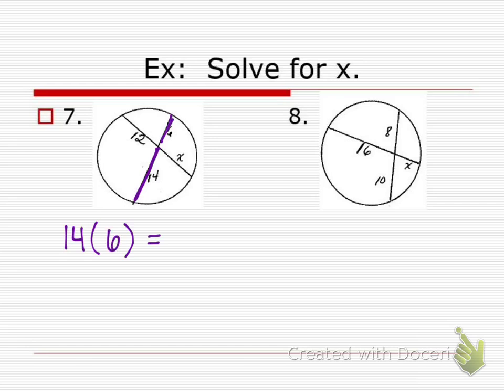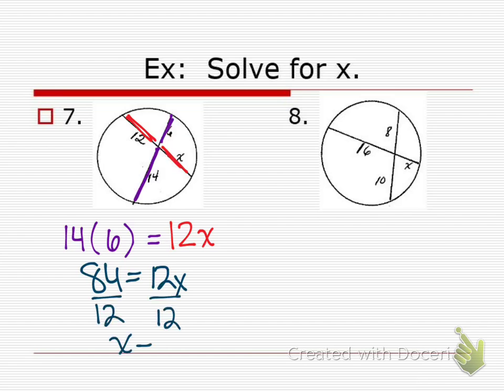We would set that equal to, on the other side, the product of the two pieces of the other chord, which would be what? 12 and x. Do we have questions about how we set this up? Okay, the theorems are wordy, but when we put them into practice, it's not usually all that bad. 14 times 6 gives us 84 equals 12x. To solve for x, divide by 12.